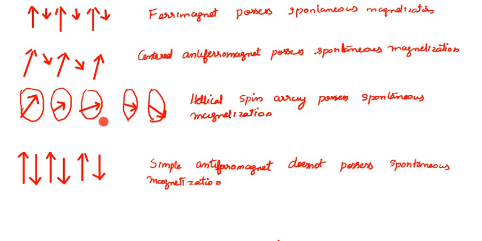The third figure shows a helical spin array. The neighboring magnetic moments are arranged in a helical fashion, and this also possesses a spontaneous magnetization, hence it is a ferromagnet. The last figure shows a simple antiferromagnet in which the neighboring magnetic moments are anti-parallel and their magnitudes are equal. Hence they get cancelled and the net magnetization is zero.